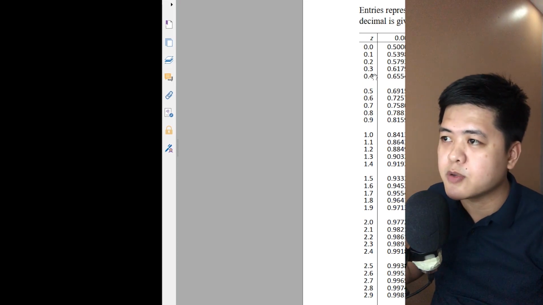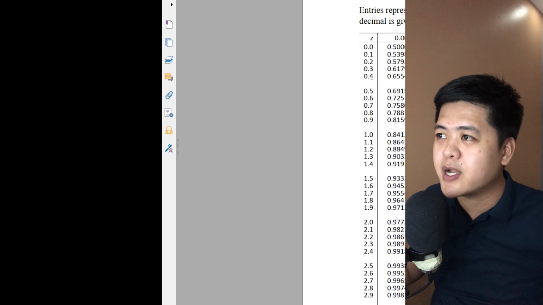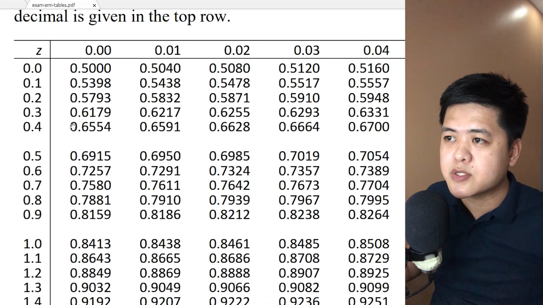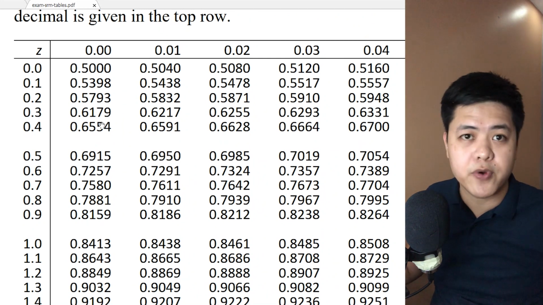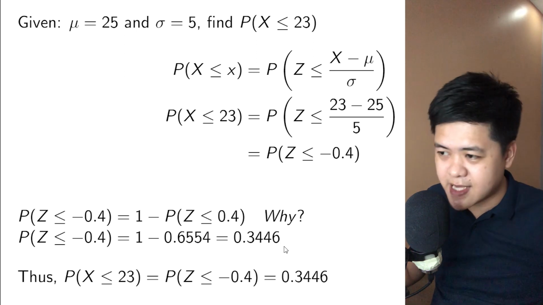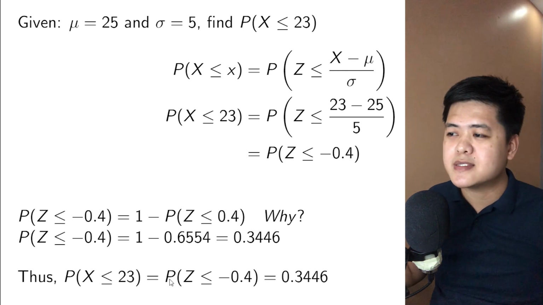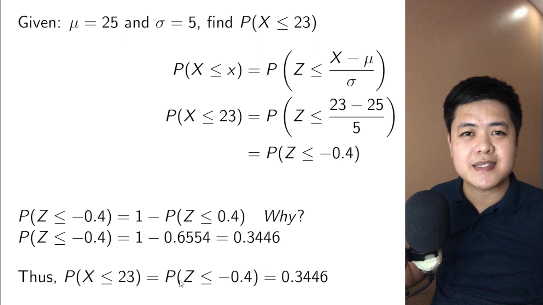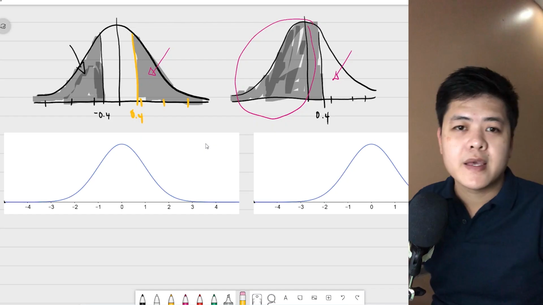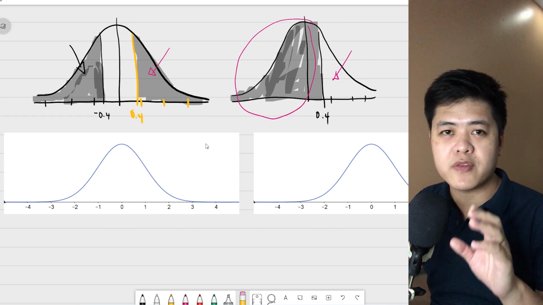And by looking at the table, 0.4, balikan lang natin, 0.4. So 0.4 hanapin natin. 0.4 is 0.40, and then sa taas titingnan natin is 0. So for this case, 0.4 and then 0. So the area is 0.6554. Which is this one, 0.6554, and subtract it from 1, we'll get 0.3446. Therefore, the probability that x is less than or equal to 23 is the same thing as probability that z is less than or equal to negative 0.4, which is 0.3446.